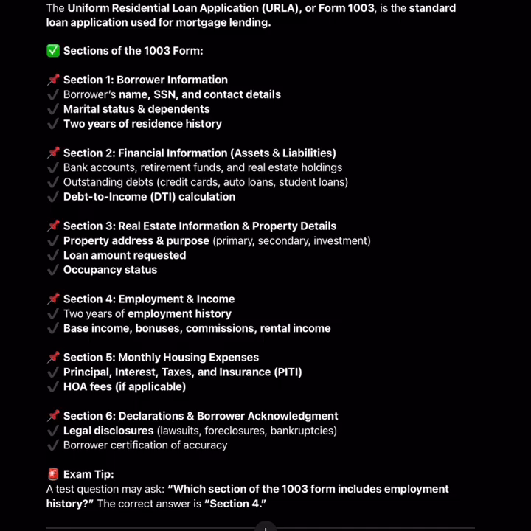Borrower certification of accuracy. Exam tip: a test question may ask, which section of the 1003 form includes employment history? The correct answer is Section 4.